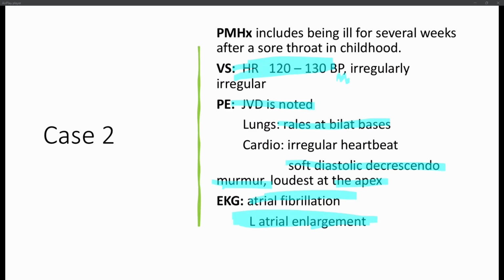Okay, so as you think you have a diagnosis in your head, whatever diagnosis you think you're landing on, does it have a reason to cause left atrial enlargement? Does it have a reason to cause that type of diastolic decrescendo murmur? We're talking about a diastolic murmur. There's only 2 valvular abnormalities that are going to have a diastolic murmur. What are they? Aortic regurg and mitral stenosis.